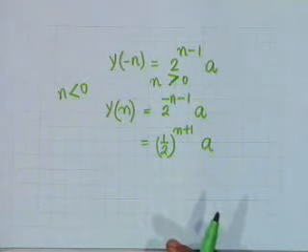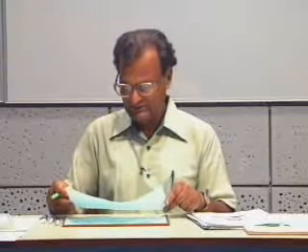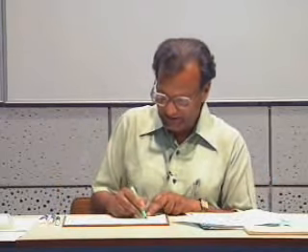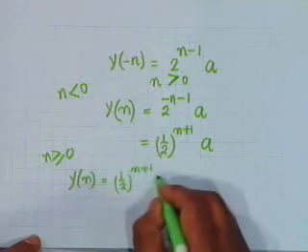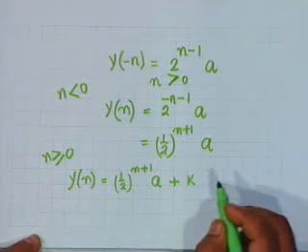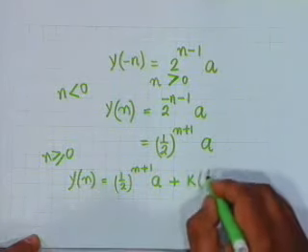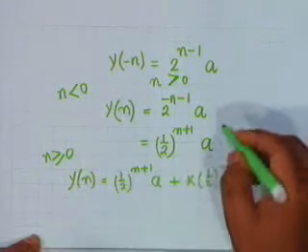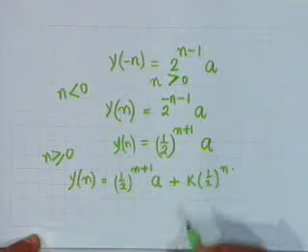If I compare this with the equation for n greater than 0, you recall the solution. Well, let me write this again. For n greater than or equal to 0, y of n was half to the power n plus 1 times a plus k times, what was the value? Half to the power n. And therefore if I compare, there is a k, yes, I have written a k.